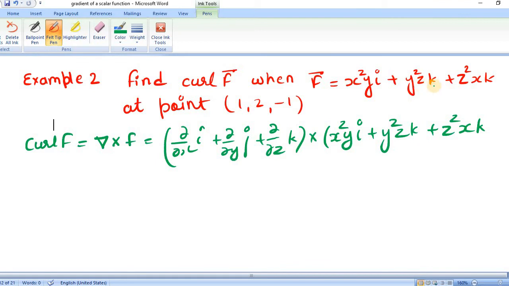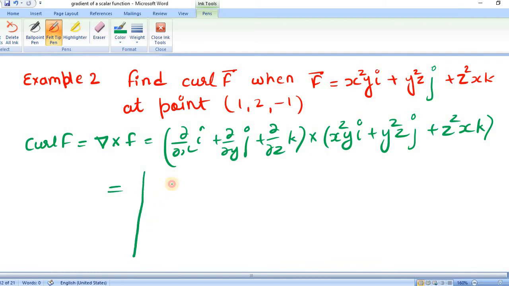So this has to be j. Okay, let me correct this. I need to correct this, that this second one is j, not k. So this is j. Okay, this is a correction. Okay, now we have to perform the cross product.